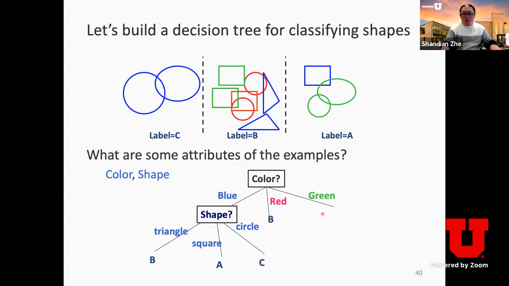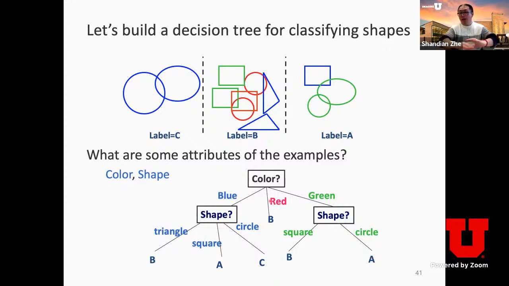And a similar procedure can be applied to green shapes. For green shapes, we have two possible labels, and then we further partition the green shapes according to their actual shapes, square or circle. For green squares, they are all labeled as B, so we stop growing. We end up with a leaf with label B. And for green circles, they are uniformly labeled as A, so we stop growing, we end up with a leaf node labeled as A. So now we have constructed the tree.